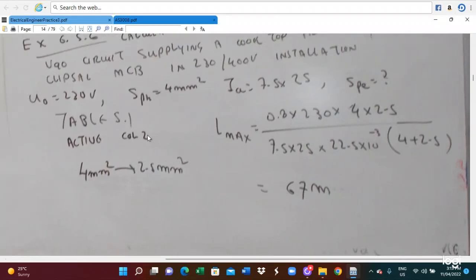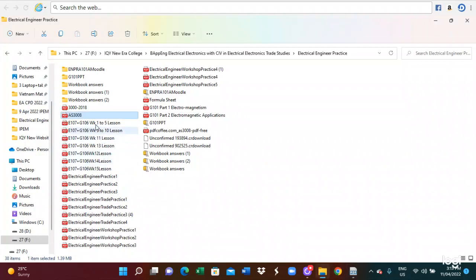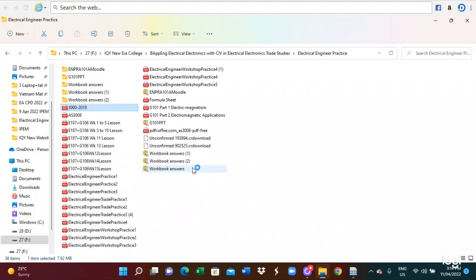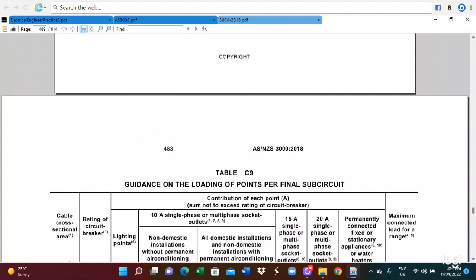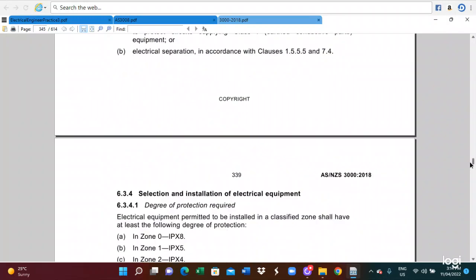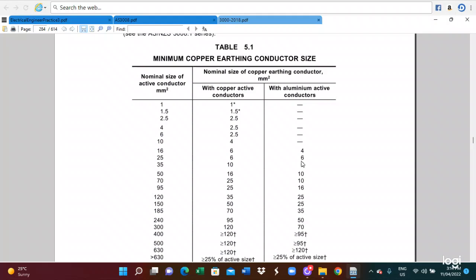So we have to find out the SPE. SPE is the protective earth conductor. In this case, depending on the active conductor size, we refer to table 5.1. So we have to find table 5.1 of AS/NZS 3000. So we open AS/NZS 3000 and find table 5.1. So go back and find table 5.1. So this is table 5.1.